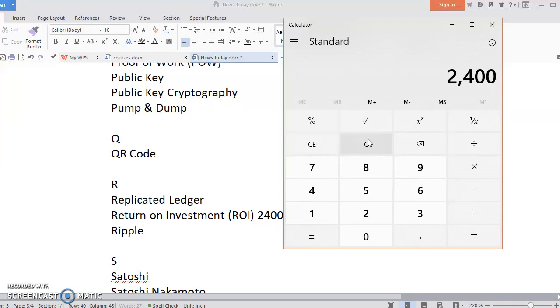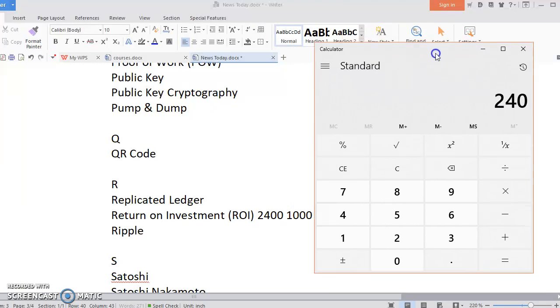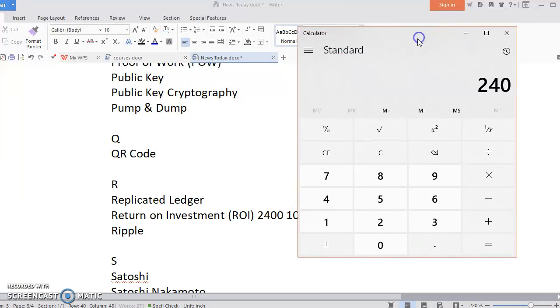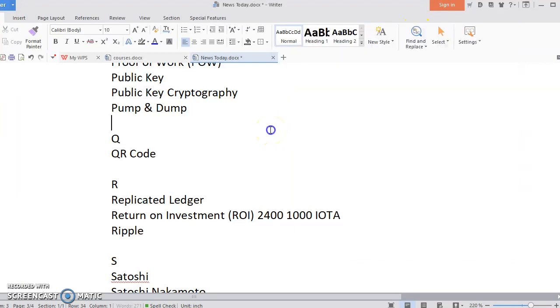Now, on December, the price is $250. Let's be realistic here. We bought 1,000 IOTA, so this is 1,000 IOTA, which is this. You want to divide that by 2,400. So the return on investment is 100 times your money, which is about 10,000%, or 100 times return on your money. So that is how to calculate return on investment.